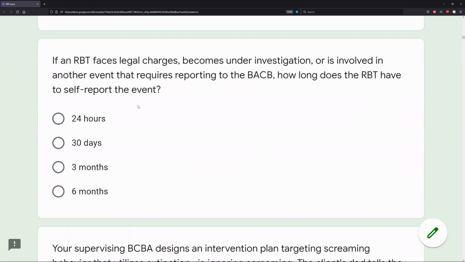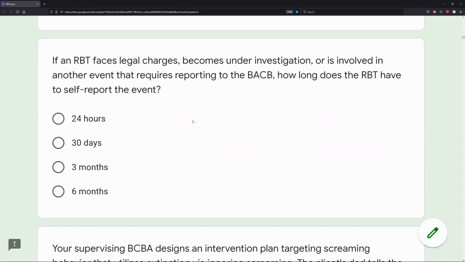Next question. If an RBT faces legal charges, becomes under investigation, or is involved in another event that requires reporting to the BACB, how long does the RBT have to self-report the event? Okay, this is one of those questions that are very rote, meaning you just kind of need to know it. It's ripped straight from the ethical guidelines, the new RBT ethical guidelines.